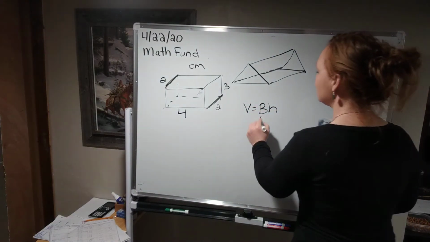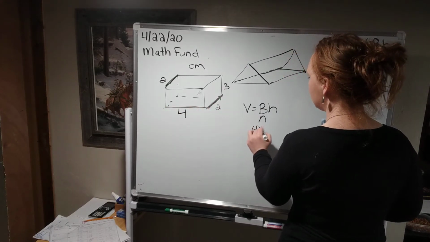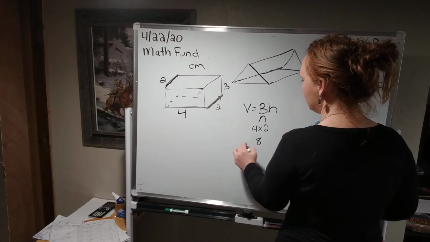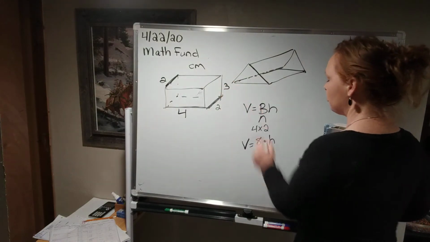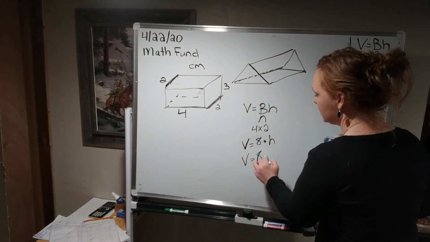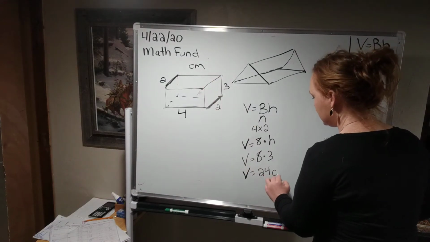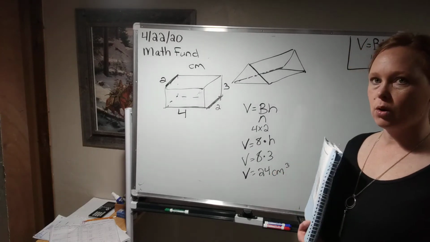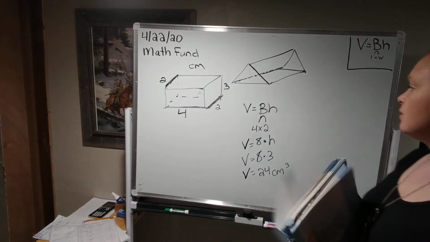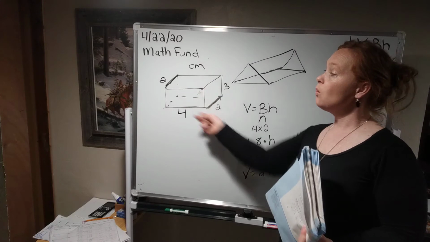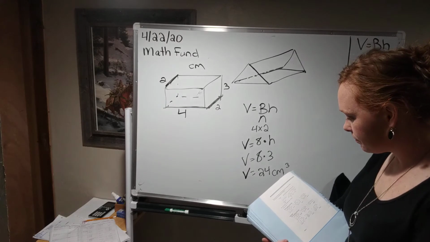So remember the base is the length times the width. So we have 4 times 2, which equals 8. So the volume equals 8 as the base times the height. What is the height? 3. So volume equals 8 times 3, so volume equals 24 centimeters cubed. Okay? That is a simple formula. The length times the width times the height will give you the answer to the volume of a prism.